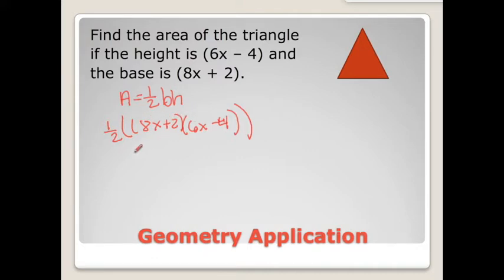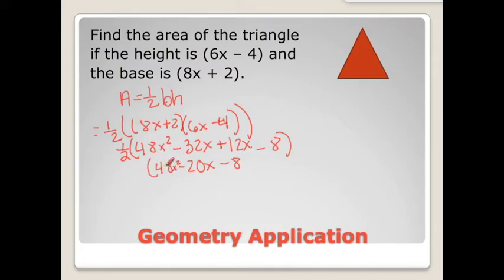So 8x times 6x will give me 48x squared. Then we do outside, 8x times negative 4 will give me negative 32x. 2 times 6x will give me 12x. And 2 times negative 4 will give me negative 8. All of this is going to be multiplied by 1/2 to find our area. But first we need to combine like terms. So negative 32x plus 12x will be negative 20x minus 8. And then we have our 48x squared.